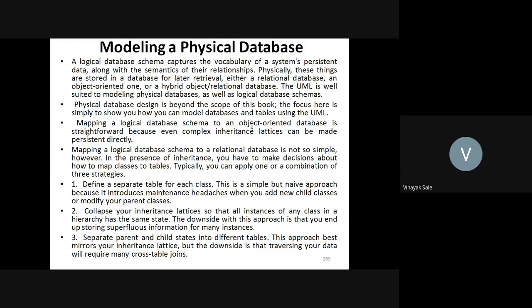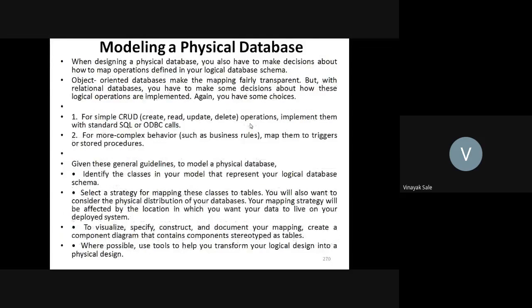If every class in a hierarchy has the same state, the downside with this approach is that you end up storing superfluous information for many instances. And third, separate parent and child state in different tables. This approach best mirrors your inheritance lattice, but the downside is that traversing your data will require many cross-table joins.